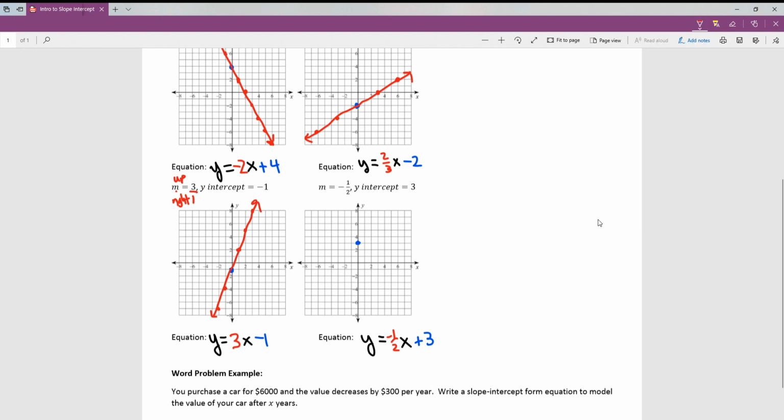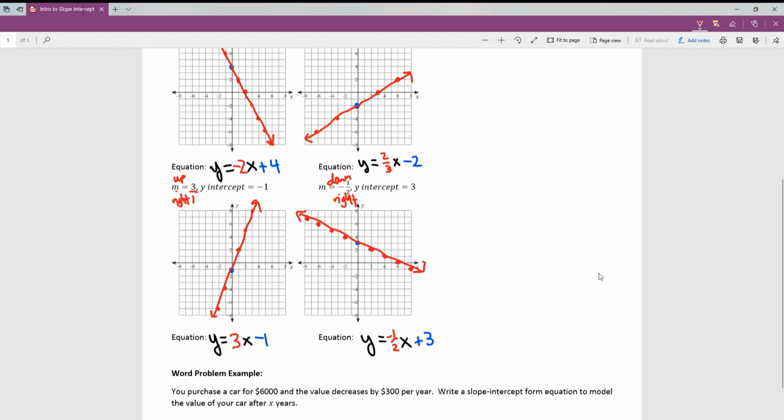Slope is -1/2, so I'm going to go down 1, right 2. So from that y-intercept point, down 1, right 2, and then continue that pattern as many times as you can. Go up 1, left 2 to extend your line in the opposite direction, and then connect as best as you can. Mine's a little crooked, but you get the idea. And there's our line.